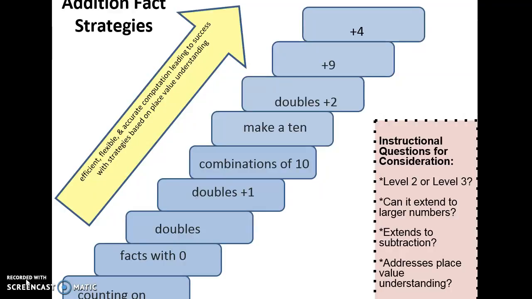This slide just shows in this book how the strategies are sequenced. It starts with counting on, goes to facts with 0, to doubles, doubles plus 1, combinations of 10, make a 10. All of them have full lessons outlined in this book, and this is a resource for you. You could definitely get some ideas from here for your Operations and Algebraic Thinking lesson plan that is due next week.